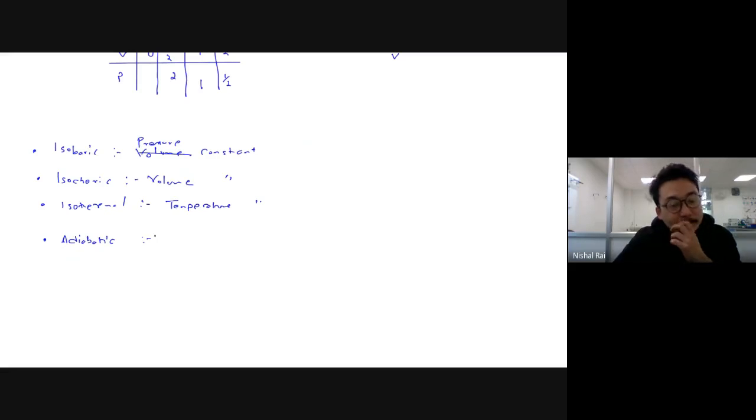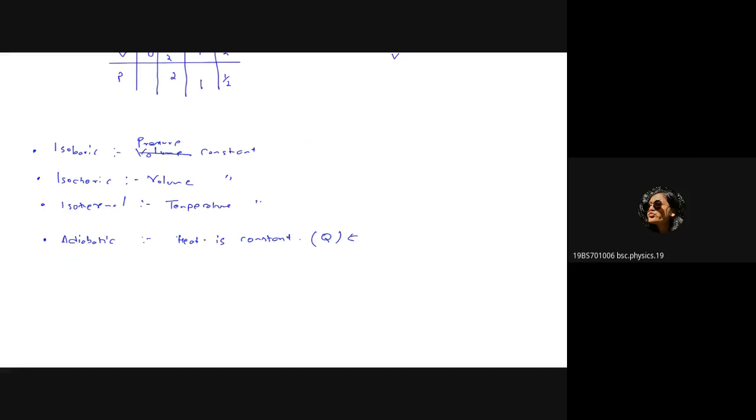Adiabatic process is when your energy or dQ is zero, when your heat is constant. The heat is given by Q, as you all know. For a given system, when there is no input or output of heat, that is an adiabatic process. You can think of this as an isolated system. Clear? Is it clear? Yes, sir. Okay.